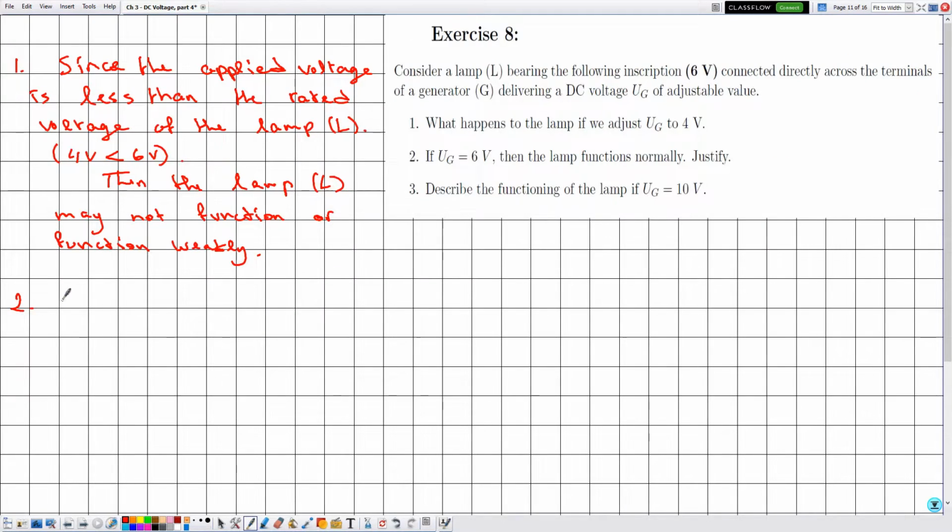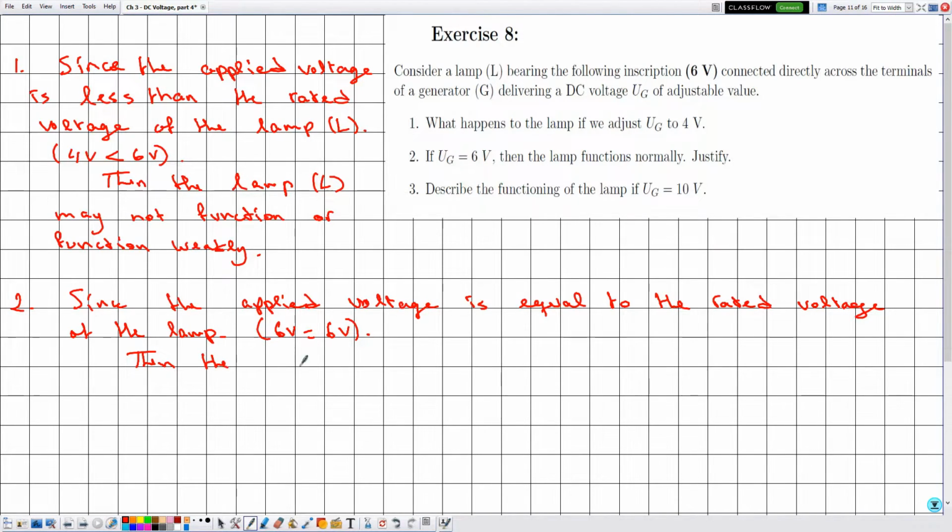So we say since the applied voltage is equal to the rated voltage of the lamp L, and between brackets let me write 6 volts is equal to 6 volts, then the lamp L will function normally.